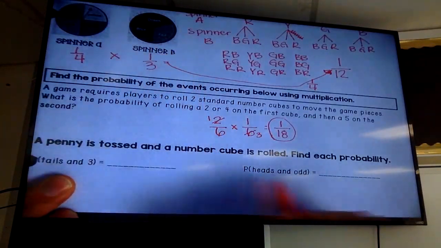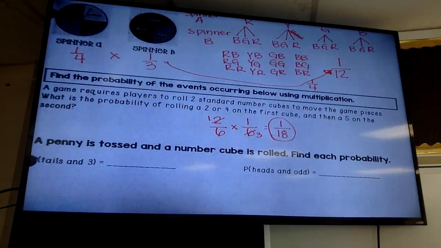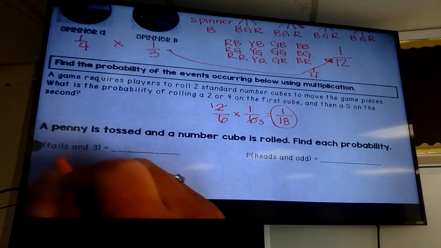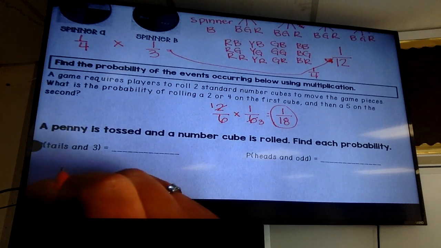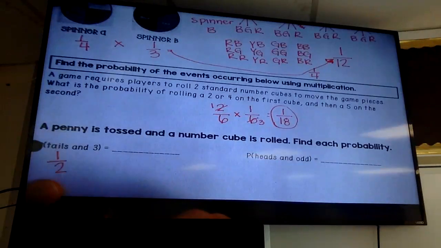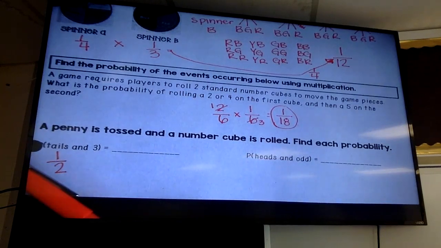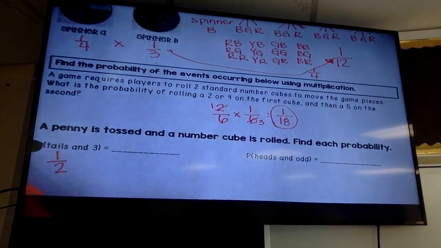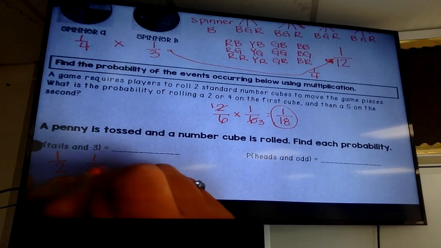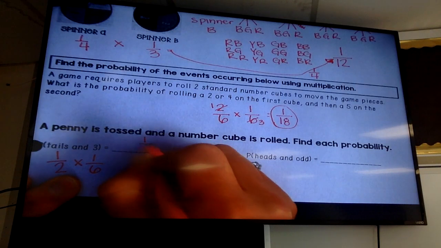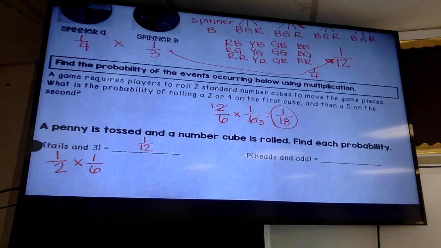For these 2 questions, it says a penny is tossed and a number cube is rolled. Find each probability. All right, what's the probability of flipping a tails and a 3? So for tails, there's 1 out of the 2 sides of the coin that has tails. And then for a number cube, there's 1 out of the 6 sides that has a 3. So if I multiply those together, I find out I have a 1 in 12 chance of flipping a tails and rolling a 3.